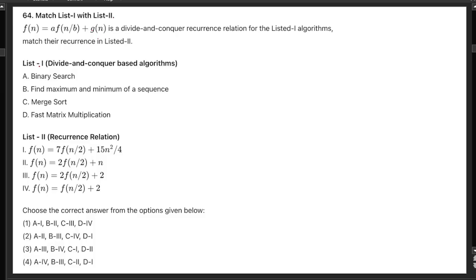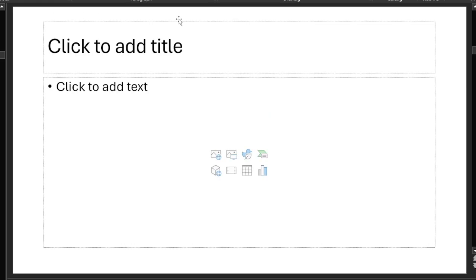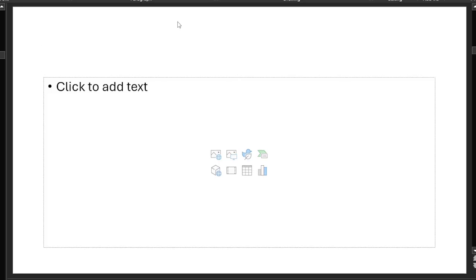So you can see that list 1 is divide and conquer based algorithms, where we have binary search, find maximum and minimum of a sequence, merge sort, fast matrix multiplication, and the second is the respective recurrence relation we have. Let's see one by one. Let's take binary search first.